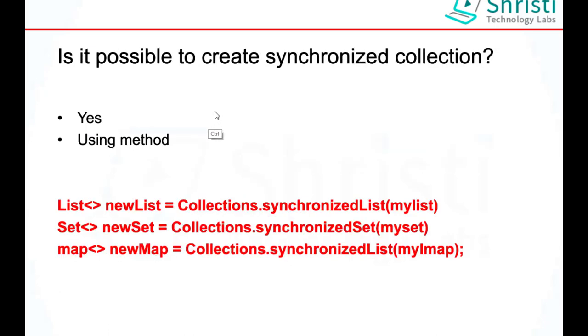Is it possible to create a synchronized collection? Yes. These are the methods with the help of which you can create a synchronized collection. By default, all the implementation classes of list and set are not thread safe. That is, the methods in these collections are not synchronized. So to create a synchronized list, a synchronized set or a synchronized map, you need to use the appropriate methods. To create a synchronized list, use the method Collections.synchronizedList by passing a non-thread safe myList. It will be converted into a thread safe new list.